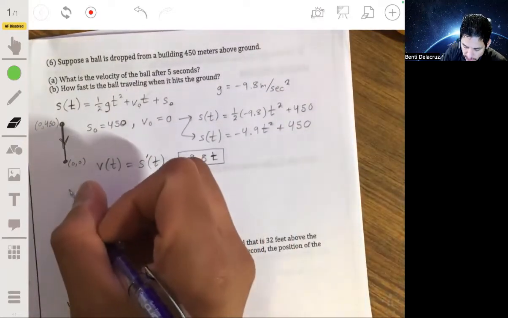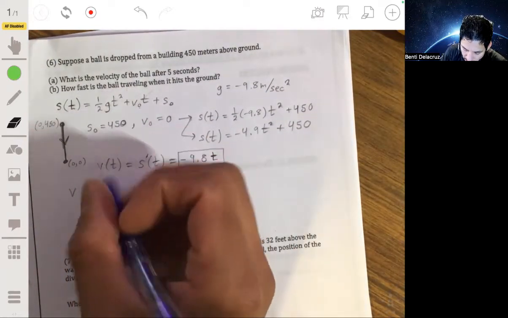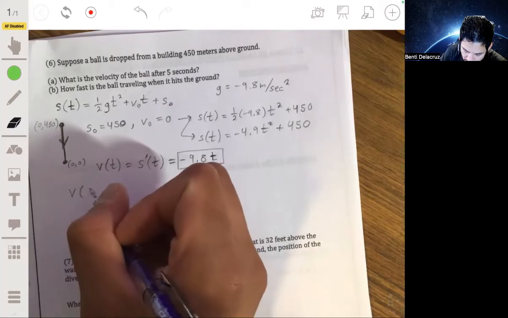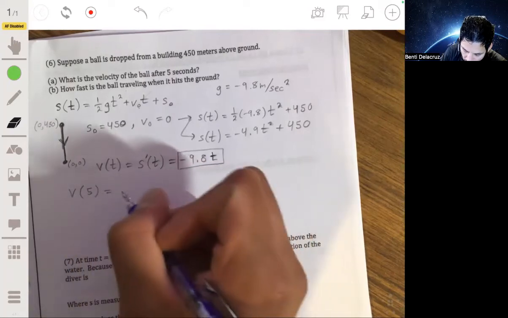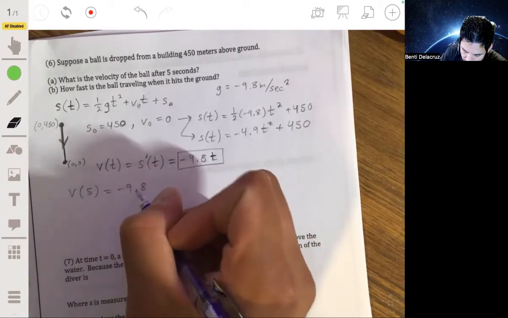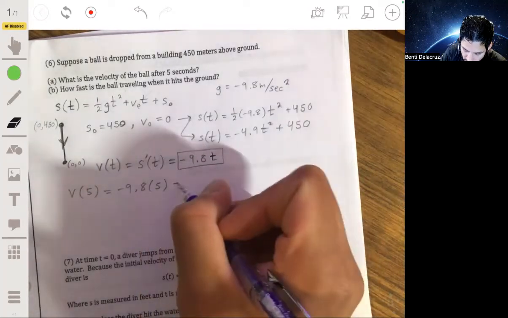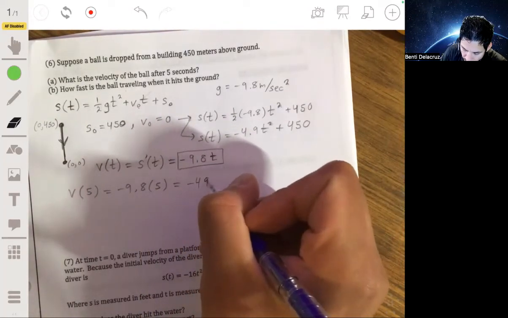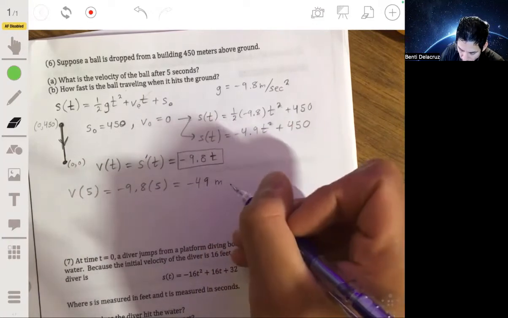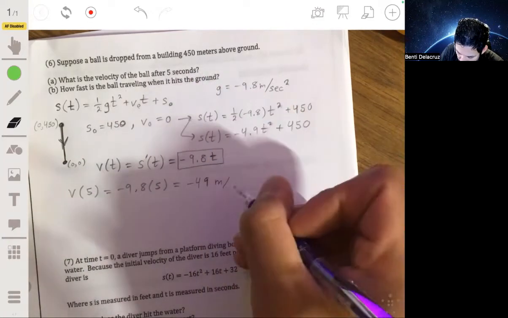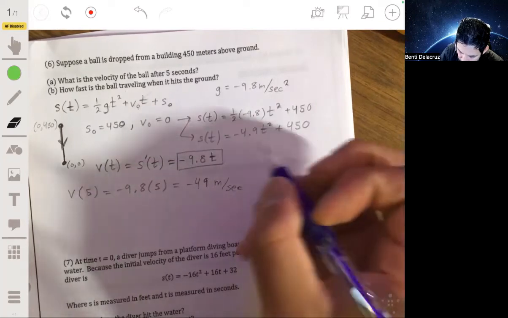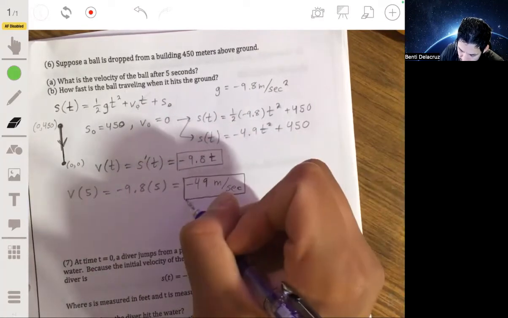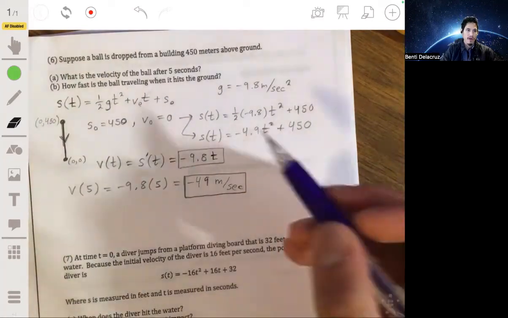And so we're trying to find the velocity after 5 seconds, so we're trying to find V of 5. So we just take -9.8 times 5. And that'll give us -49, and we say meters per second. Okay, so that's the answer for part A.